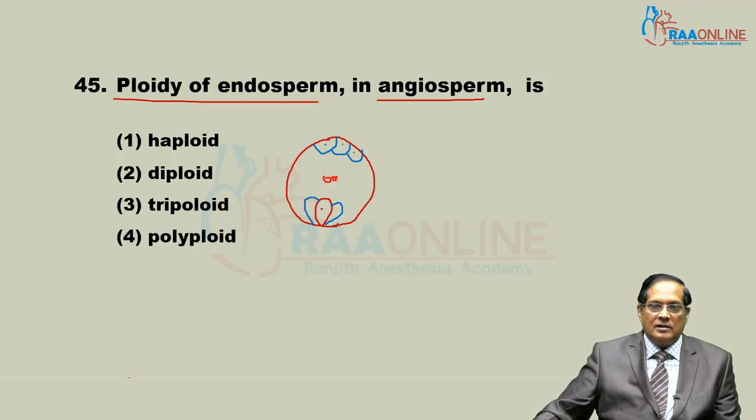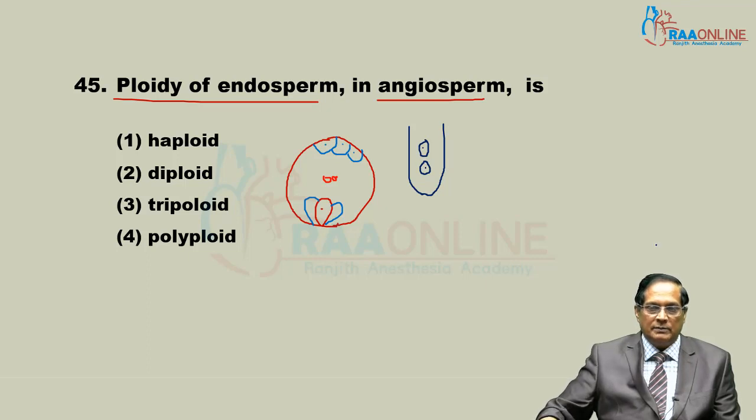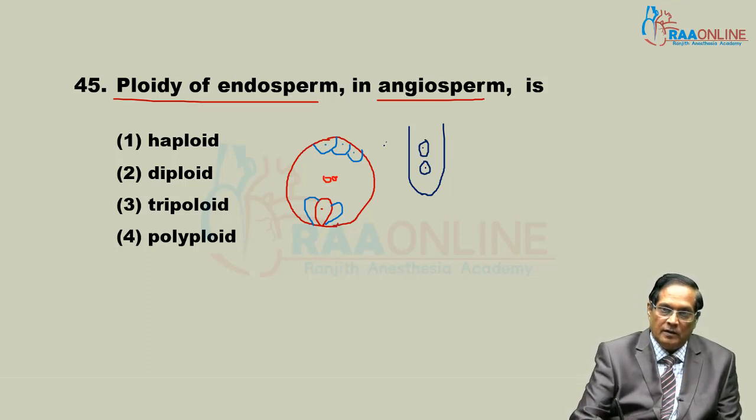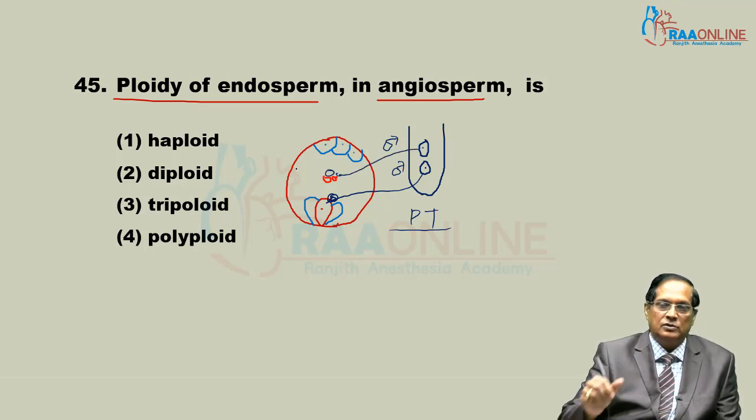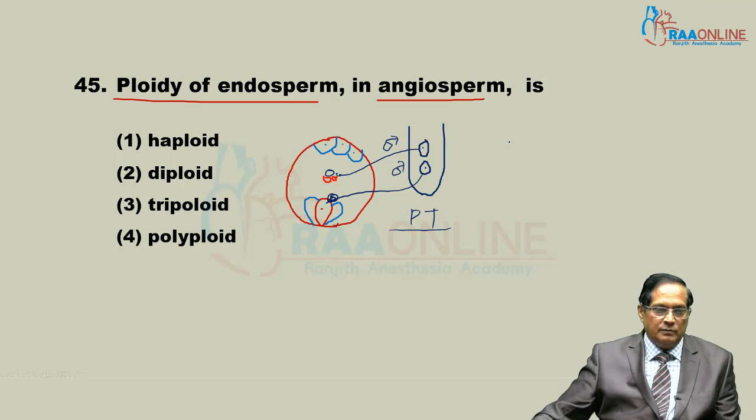Then come to the pollen tube. The pollen tube carries two male gametes. This is male gamete 1, this is male gamete number 2. There are two male gametes in the pollen tube. One male gamete fuses with the egg cell and the second male gamete fuses with the two polar nuclei, that is, both gametes are involved in the fertilization process.